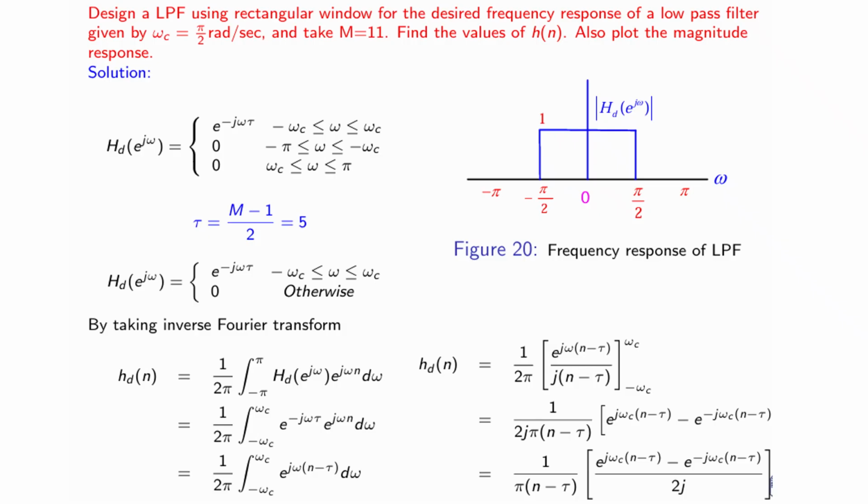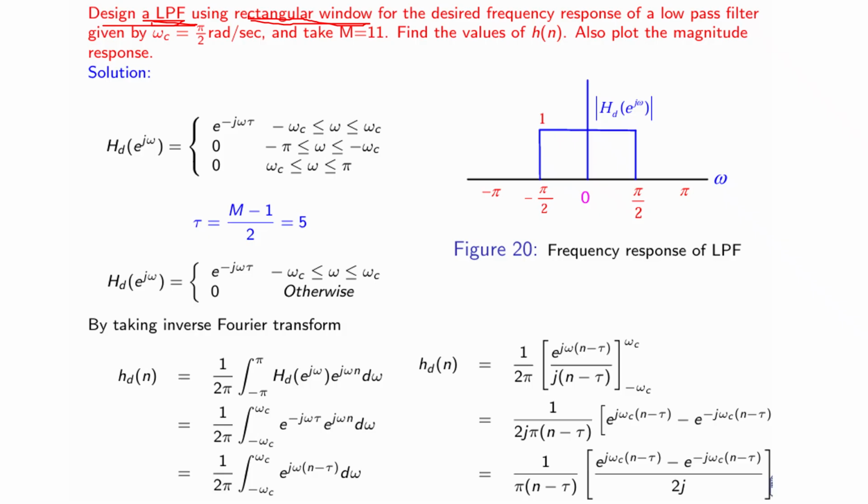So what is the question here? In this question, we have to design a low pass filter. LPF means we are going to design a low pass filter using a rectangular window, right? So why are we using the rectangular window? Other windows are also possible, right? Hanning, Hamming and Blackman.